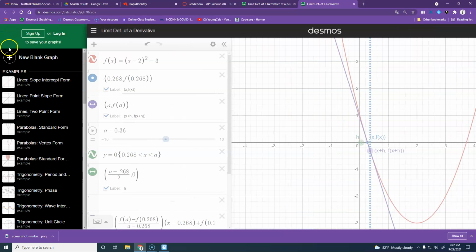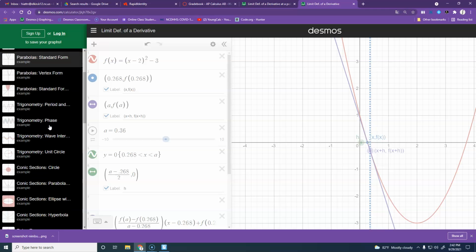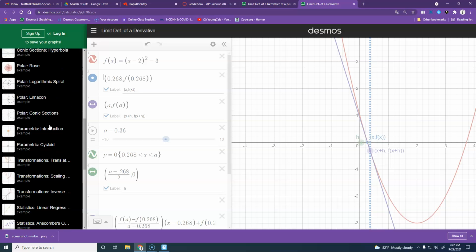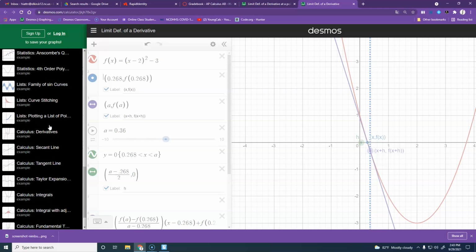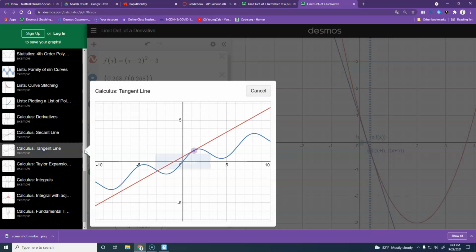All right. Let's see if I've got one already made here. Tangent line. Let's see about this.